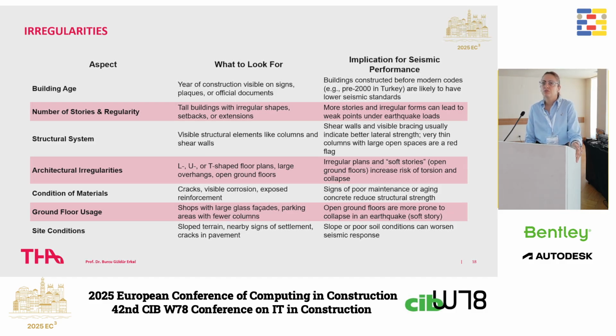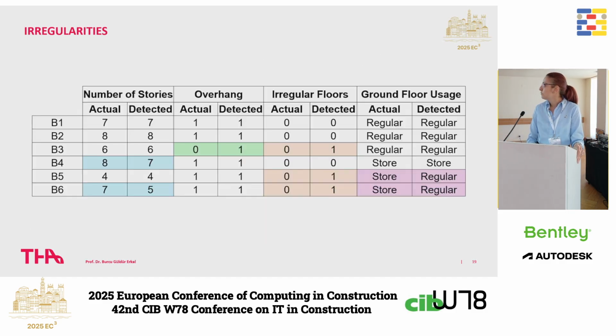Especially the ground floor usage is very important for us in Turkey because it is not allowed. But in small towns, small regions, it is very common to cut down the columns to create large spaces. And they do it for the bottom 2 floors, generally. So that creates a huge problem for the earthquake-prone regions. So that's one of the things that we want to detect.